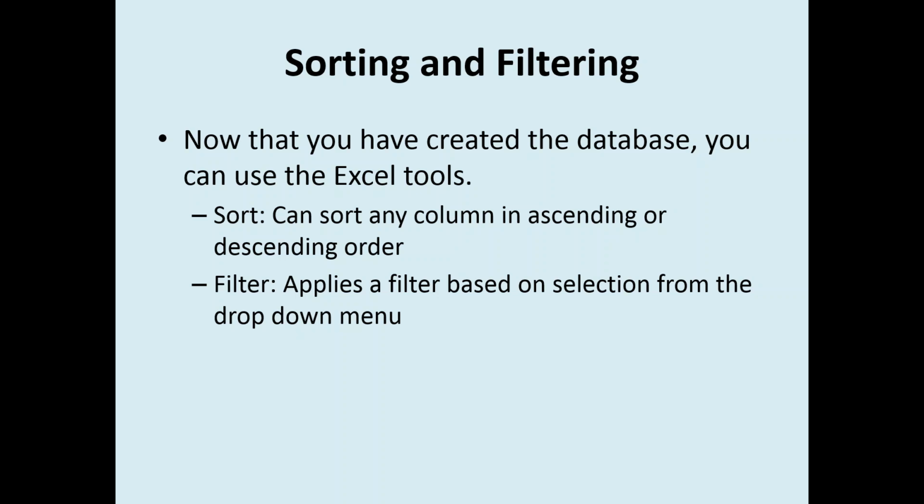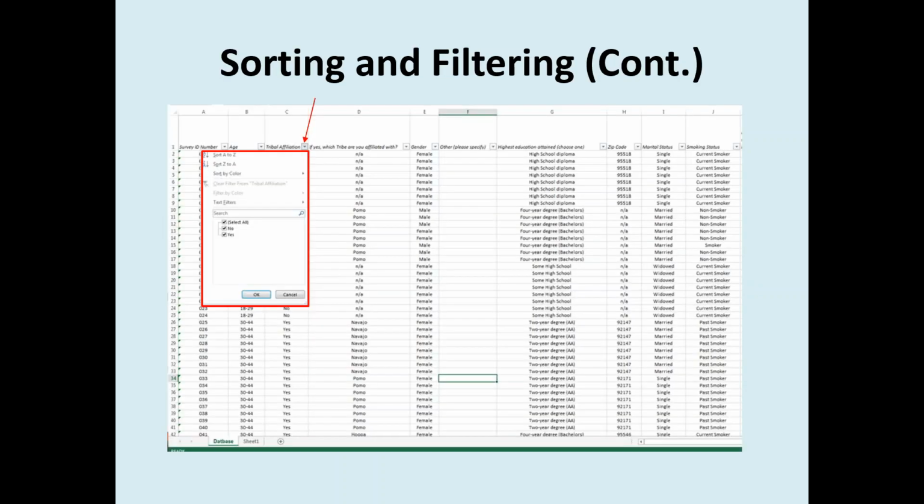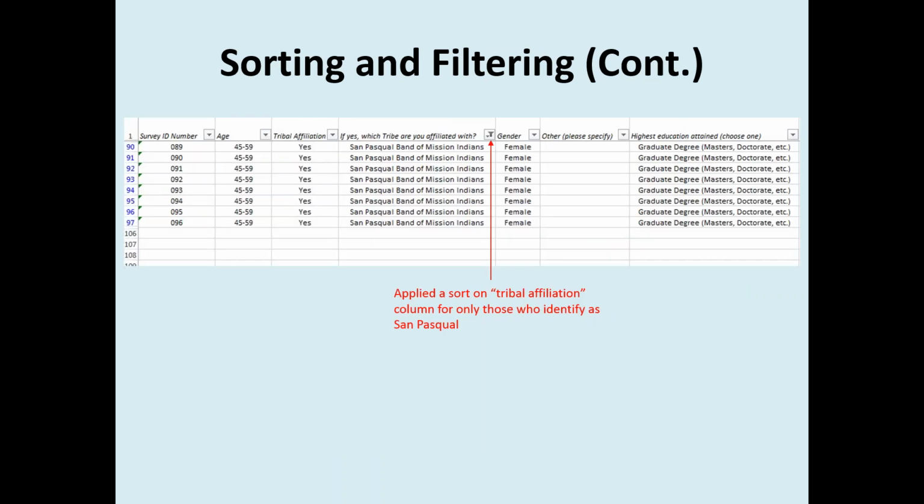And just a reminder, if you want to come back to this, the sort function sorts any column in ascending or descending order, and then the filter applies a filter that you want. Again, we applied the filter of tribal affiliation, yes. So we were only looking at those who said yes, or we applied the age group filter. Just a screenshot of that in case you want to remember. And then another screenshot of what we did.